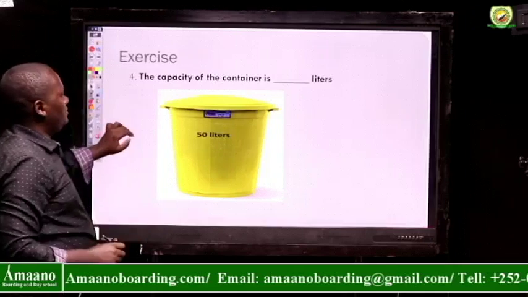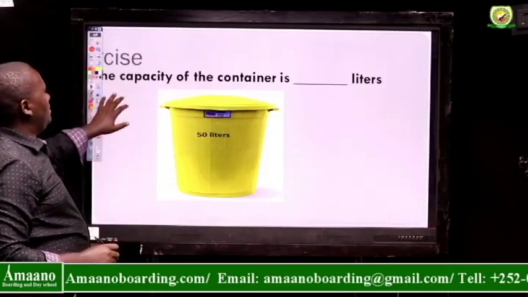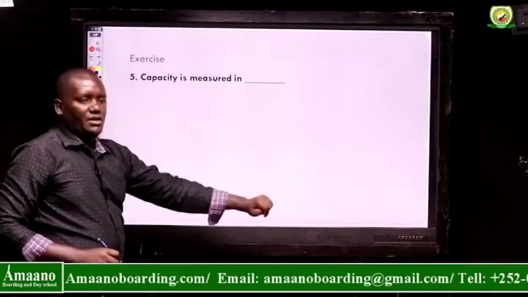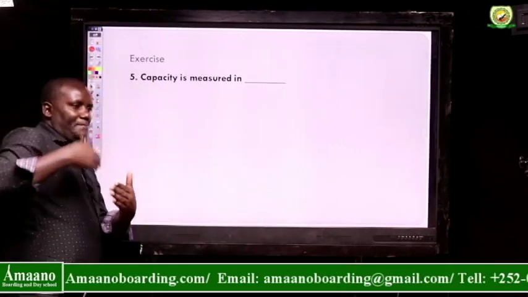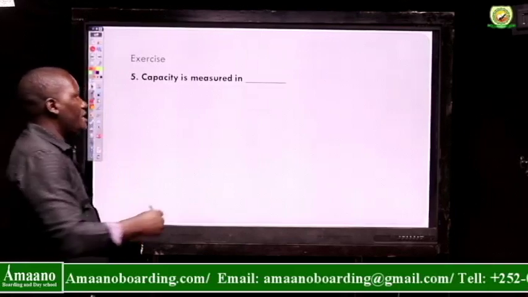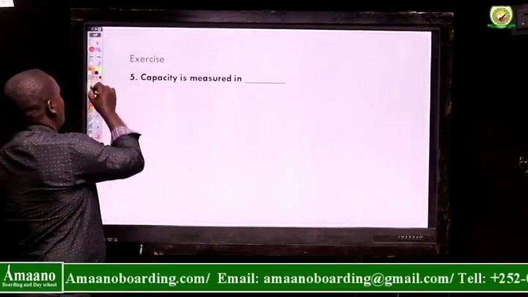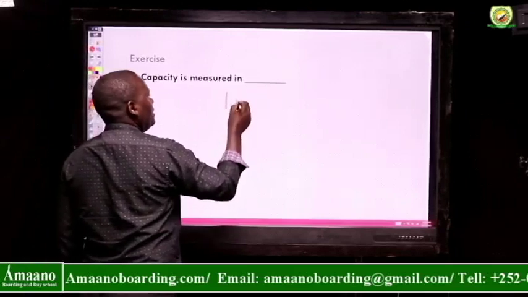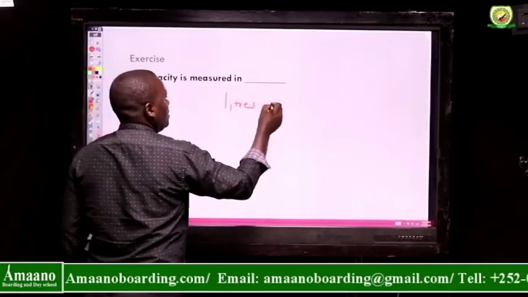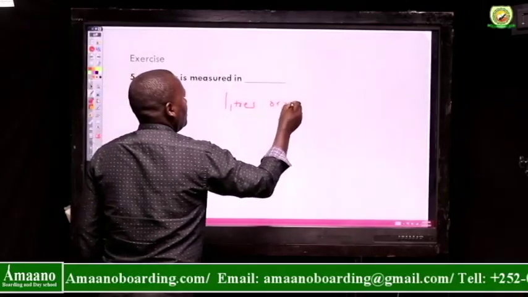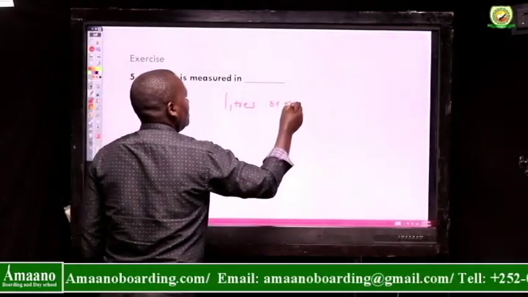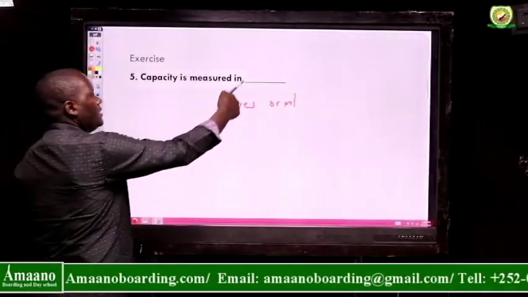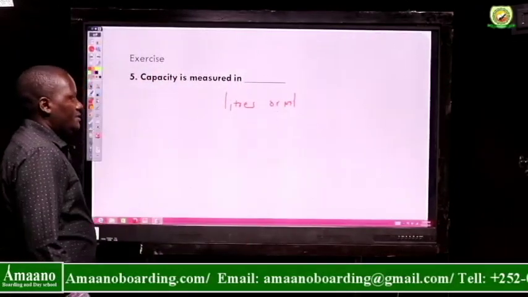Now the last question I have here. Capacity is measured in dash. When we started, we said capacity is measured in liters and milliliters. So we say capacity is measured in liters or milliliters. That's ml in short. So our answer should be liters or milliliters.